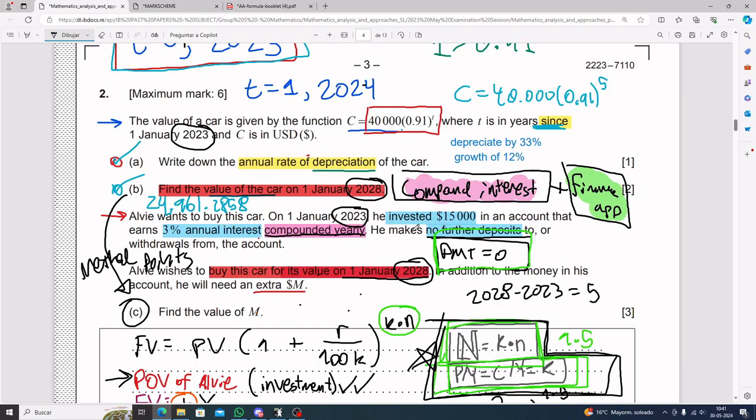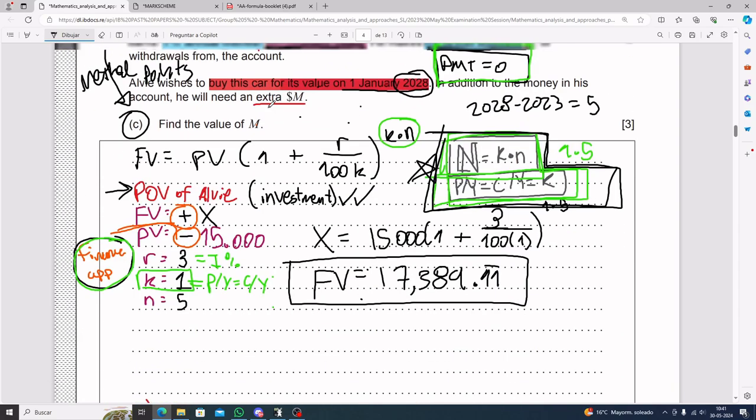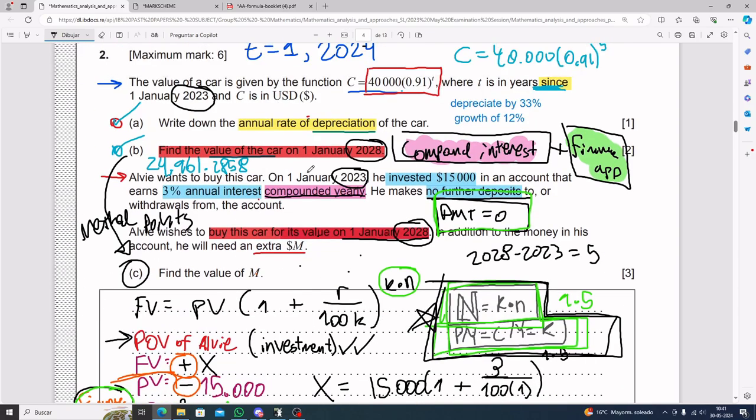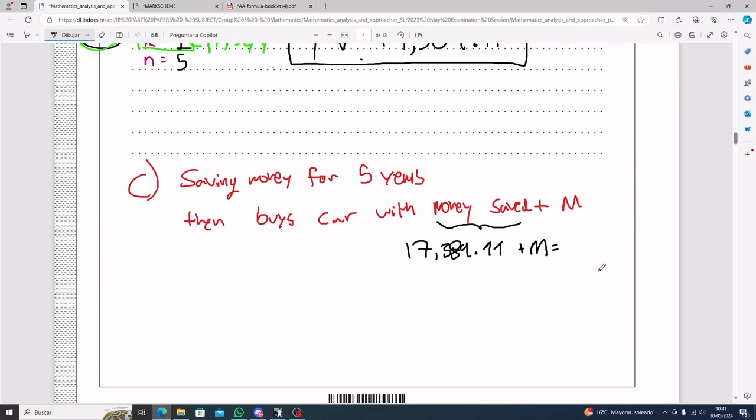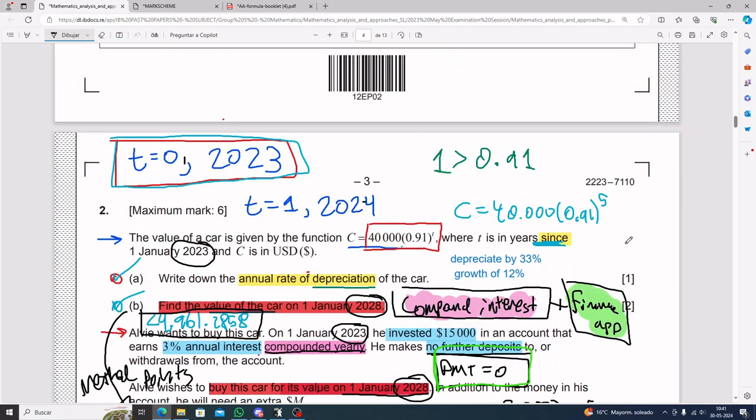Method is very important. That's also why I talk so much about formulas and procedure. All right, anyway, from part B, you found that the value of the car was this. So 24,961 equals 24,961.2858.